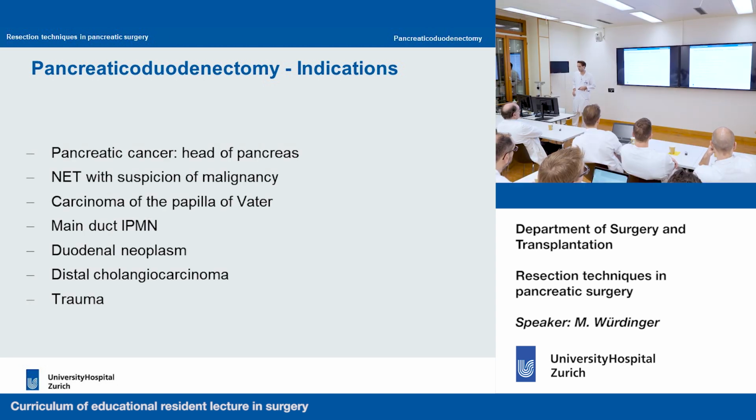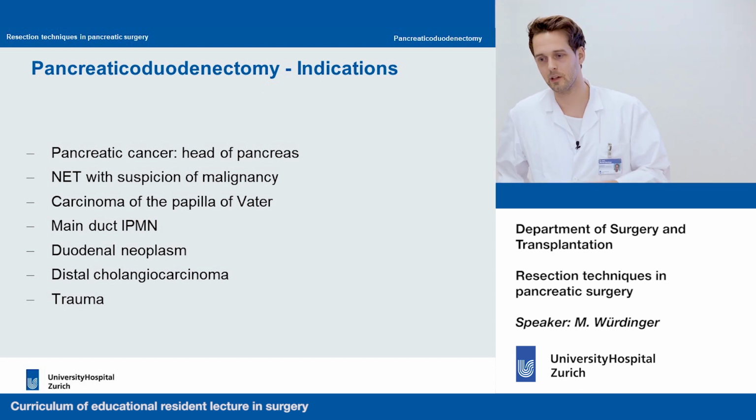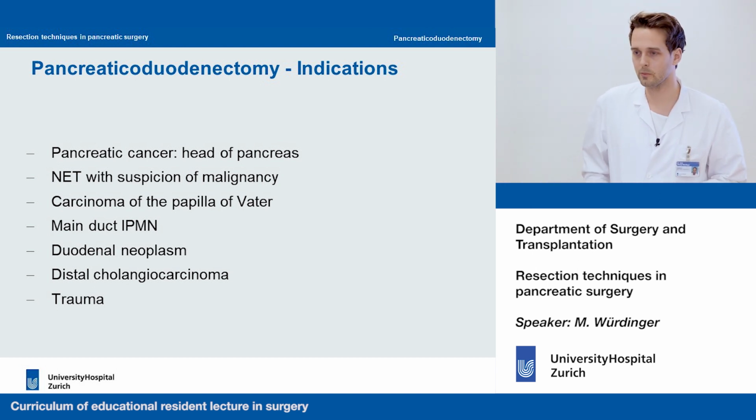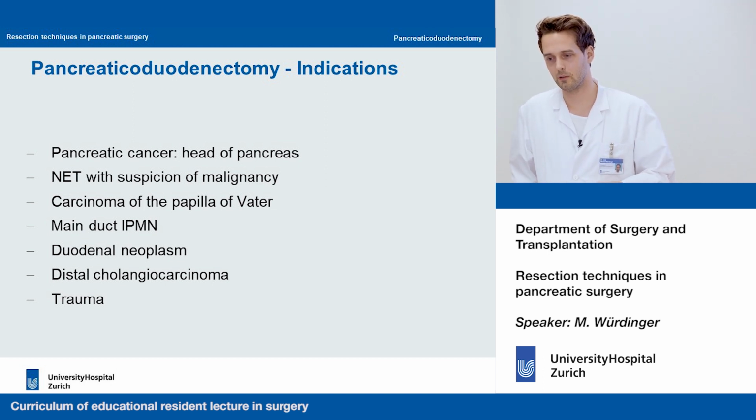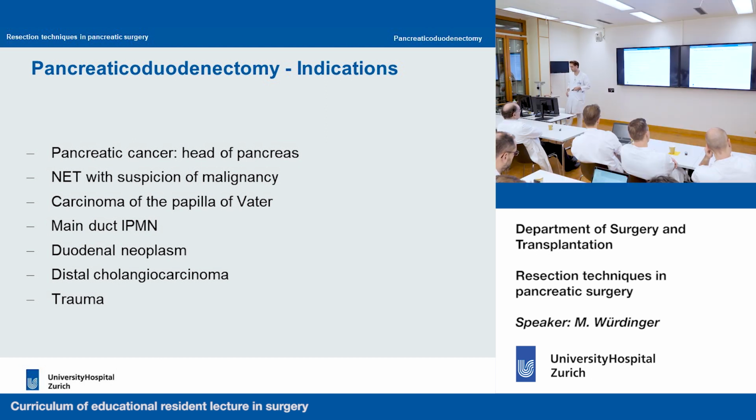So we have the adenocarcinoma, we have malignant tumors of the pancreas itself. So this is the adenocarcinoma, then malignant neuroendocrine tumors of the pancreas, then the carcinoma of the papilla of Vater. We have precursor lesions, the IPMN, and then we have malignancies of other structures just next to the pancreas. That's duodenal cancer and the distal cholangiocarcinoma. And of course, we can also have a trauma which has to be resected then.